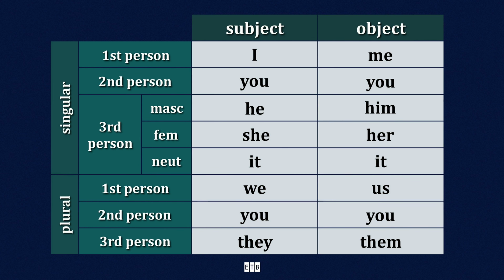Now let's see all the personal pronouns together. We can divide them by person: first, second and third; by number: singular and plural; and also by gender: masculine, feminine or neutral. We also divide them by case: subject or object. The case shows the function of the pronoun in a sentence.